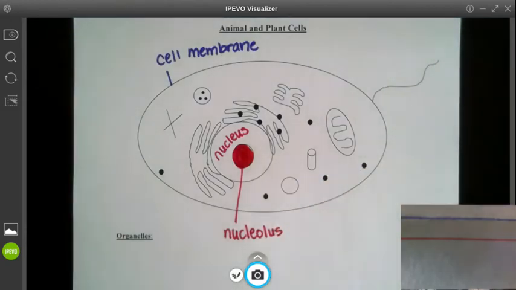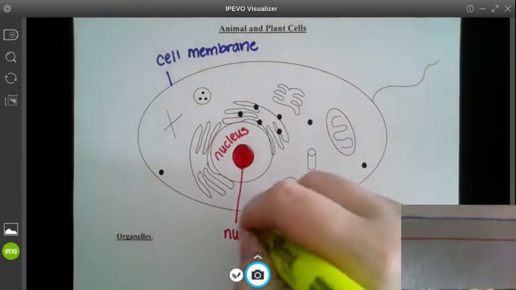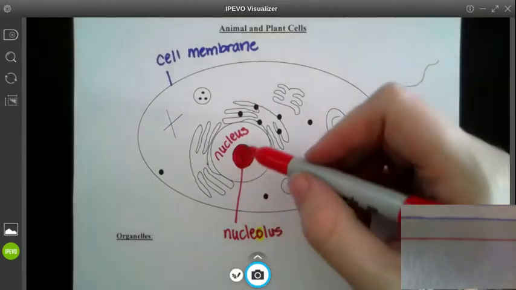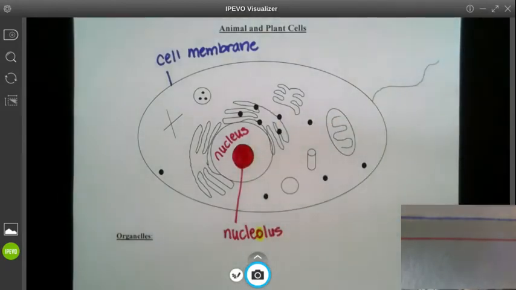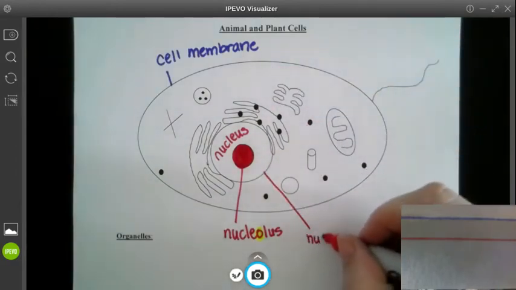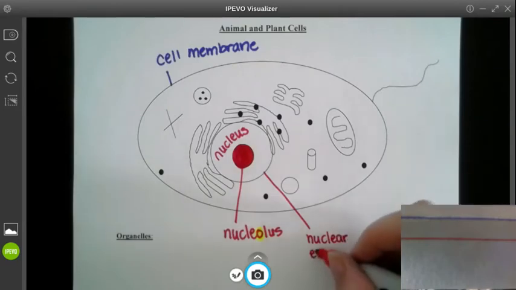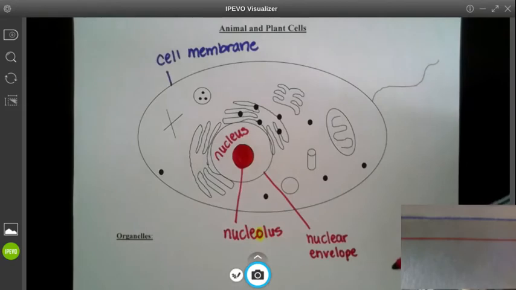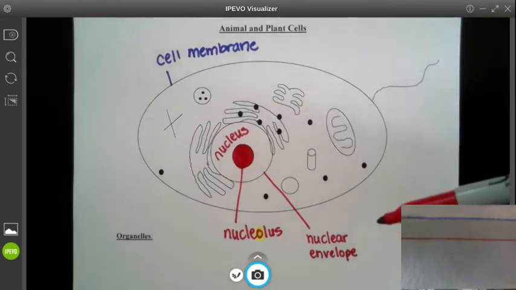I want to stress this right here: there is an O in nucleolus. So I want you to think that the nucleolus is the inside of the nucleus. It's the O structure inside of it. The outside of the nucleus is called the nuclear envelope. The nuclear envelope has a similar function to the cell membrane, except for the nucleus. So it is going to allow what moves in and out.